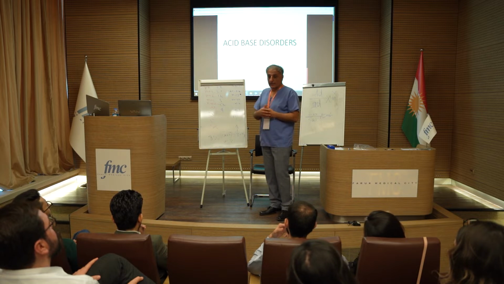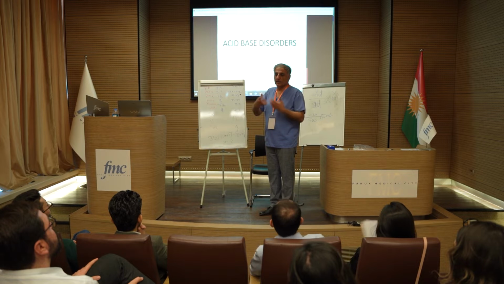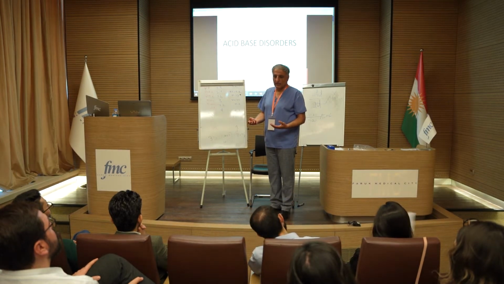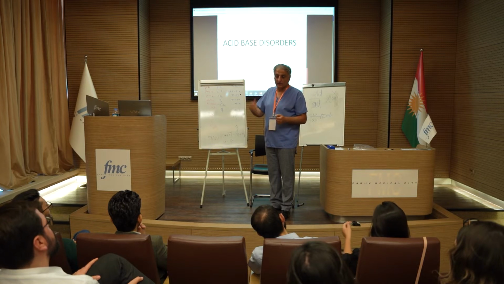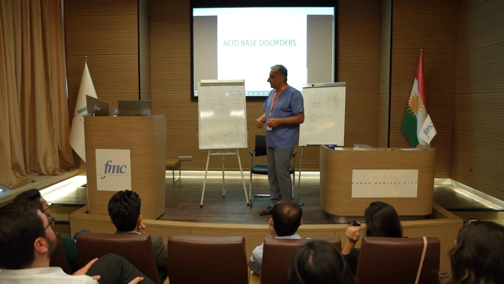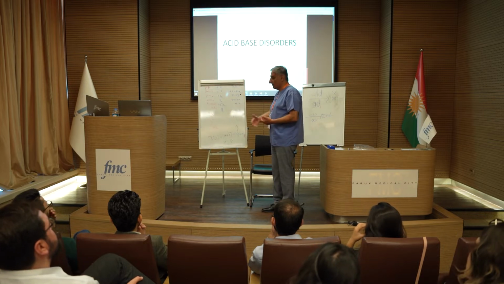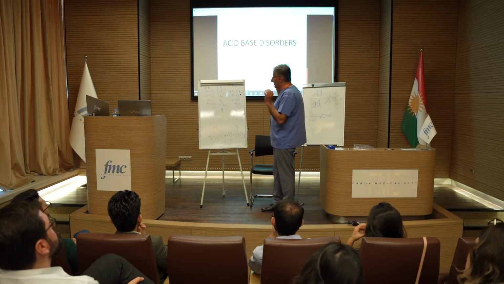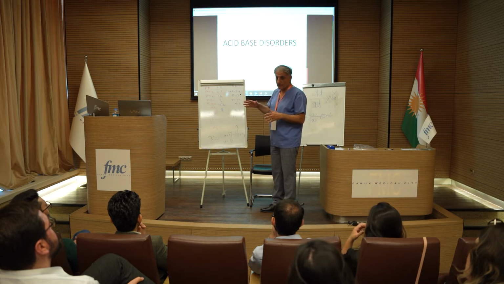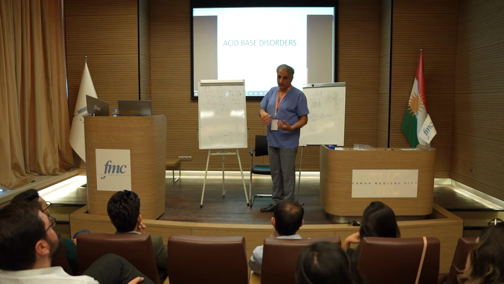She came in slightly confused, a little bit tachypneic, blood pressure on the lower side, like 90 systolic, heart rate 140. We've done some blood investigation, and we have this set of blood gas results. So you look at the blood gas and relate it to the patient's medical condition.